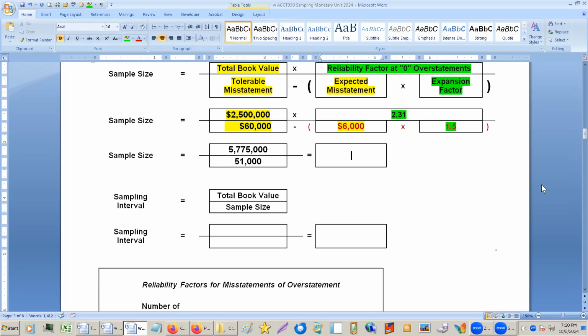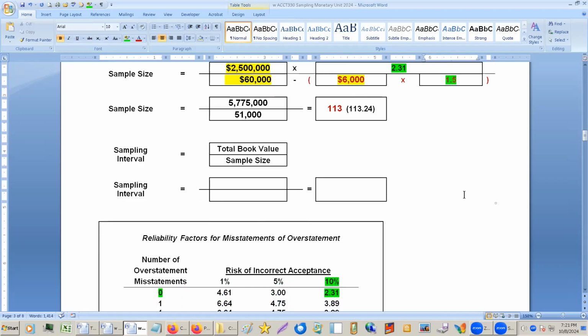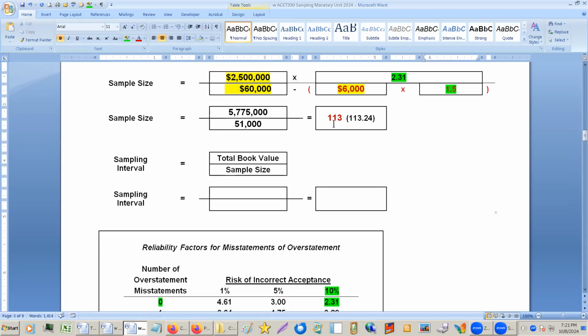113. It's actually 113.24, but if we round it up, it's going to be 113. Yes, this is a number, and I'm going to say 113. I put it in parentheses. You round it off to the nearest. Okay, so we have 113 items in the sample.